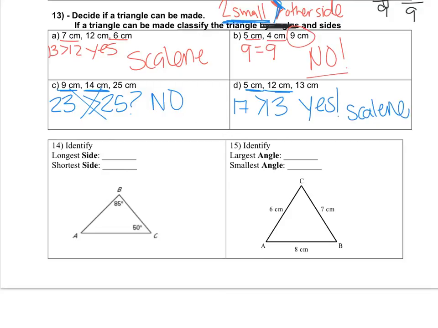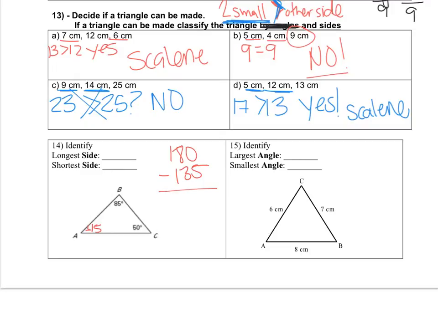On 14, it says identify the longest side and shortest side, and 15 is to identify the largest angle and smallest angle. Your longest side is across from your biggest angle, and vice versa. So first you need to complete the triangle. A triangle has 180 degrees. If we do 85 plus 50, we're going to get 135. So to find the missing angle A, we're going to do 180 minus 135, and you're going to get 45. So angle A is 45.